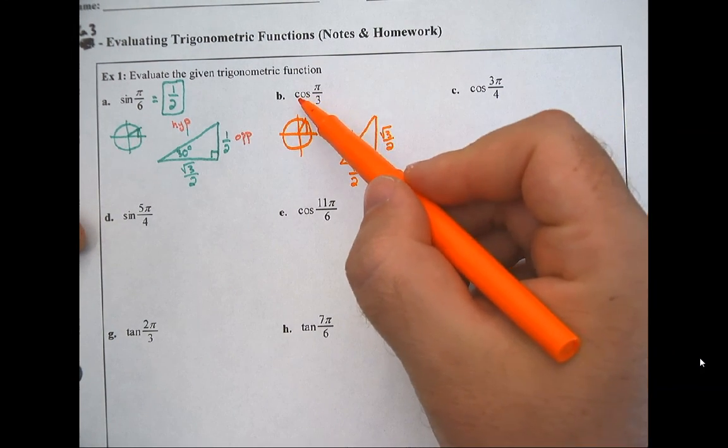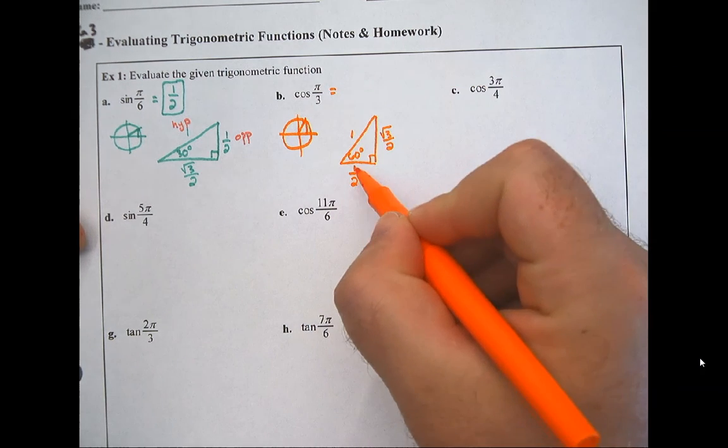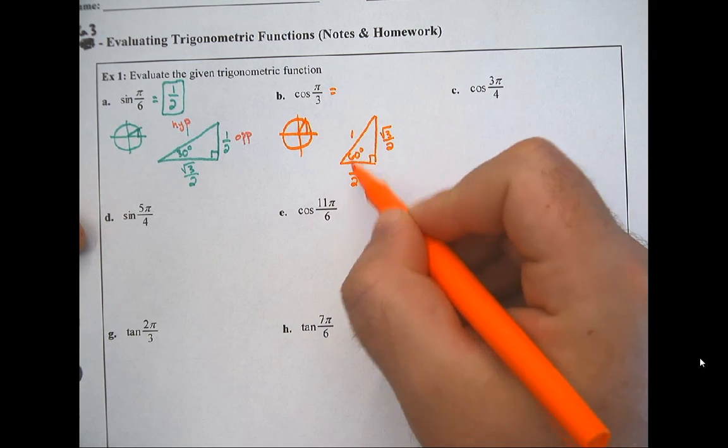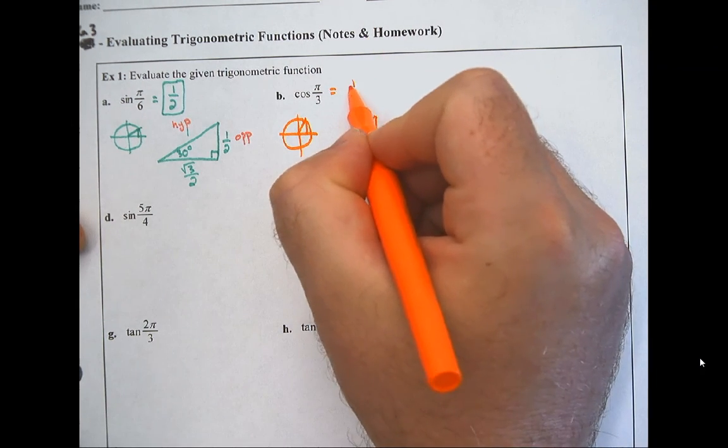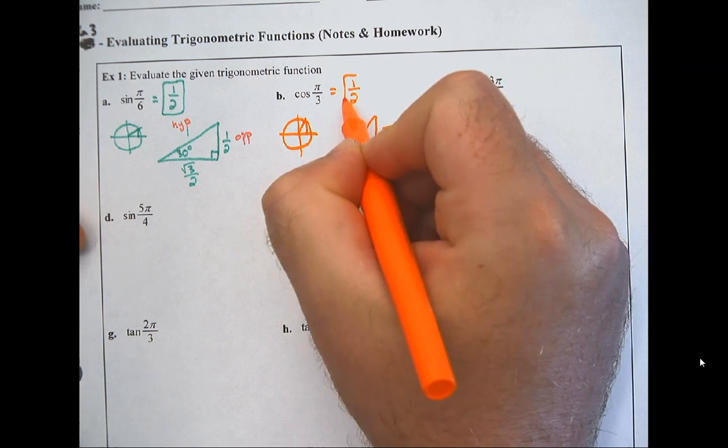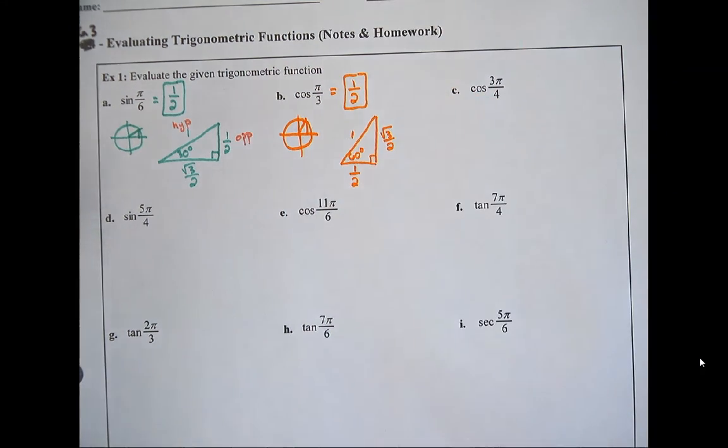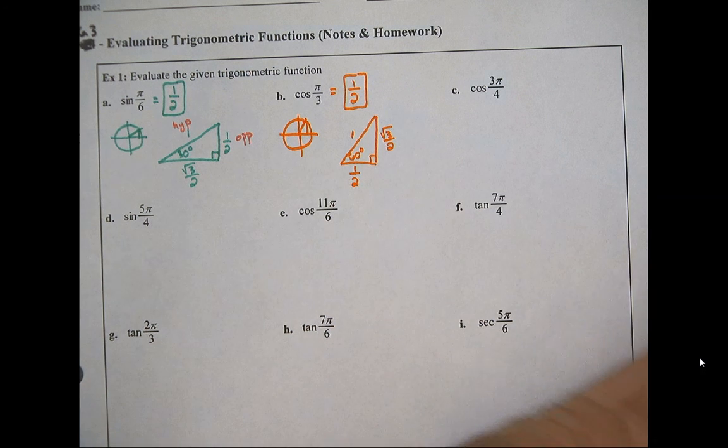So what do we know about cosine? Cosine is adjacent over hypotenuse. So 1/2 over 1 is 1/2 again. And you're going to see answers repeat over and over again, because with the special right triangles, we just keep using those same special right triangles.